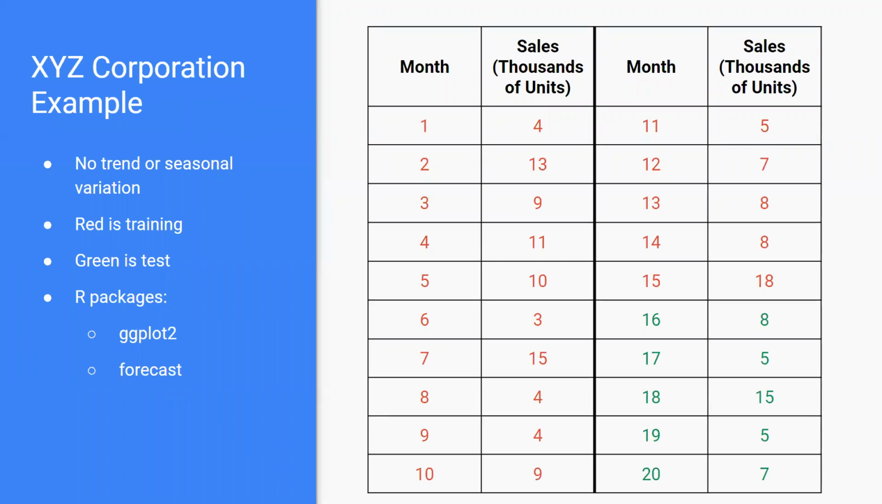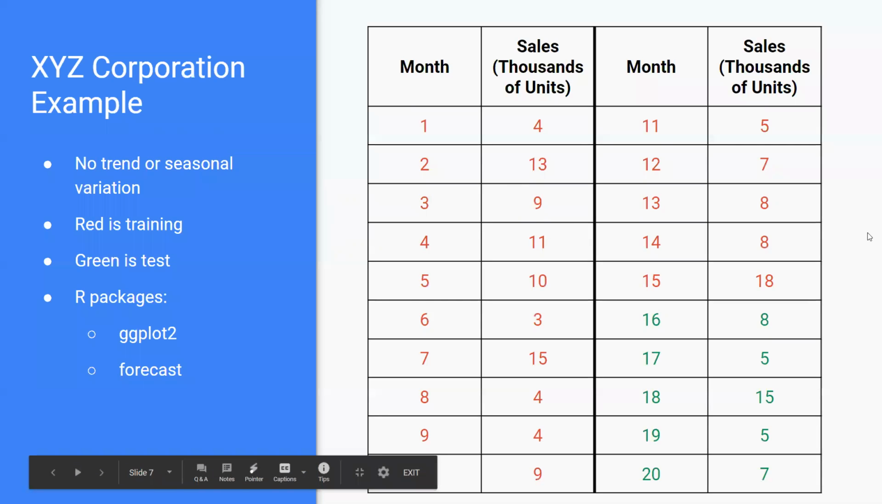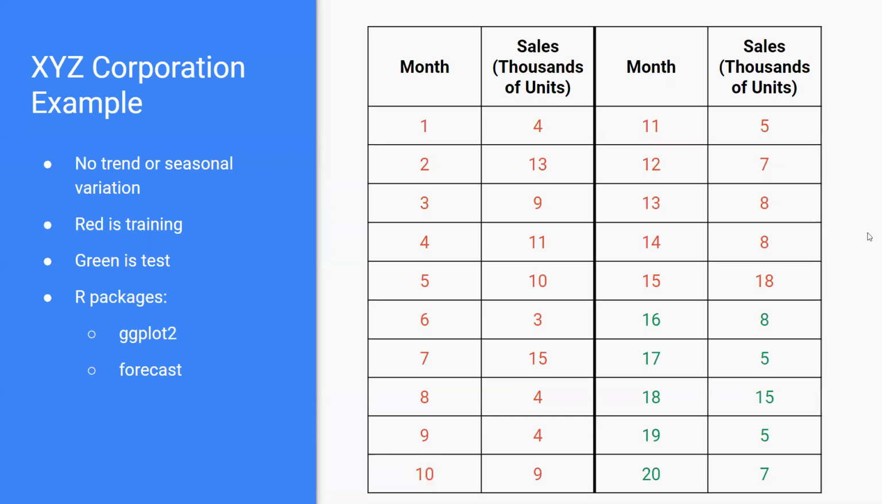The following example will illustrate the use of the naive forecast in R. The dataset analyzed here includes 20 monthly sales observations in thousands of units of computers produced by the XYZ Corporation. The data displays no trend nor indication of seasonality. I have the data included in this table right here. The red numbers are what we use as the training dataset, and the green is what we use as the testing dataset.